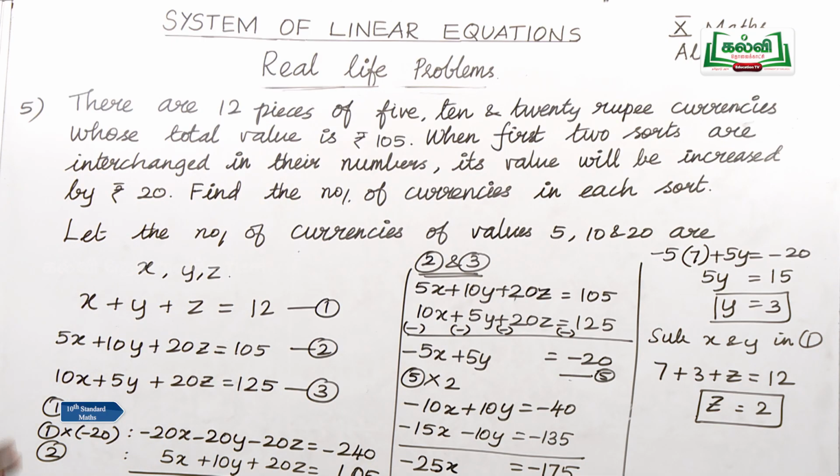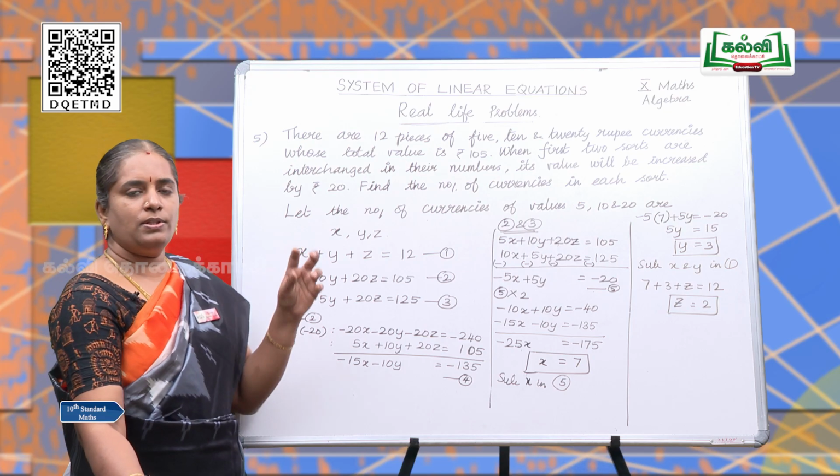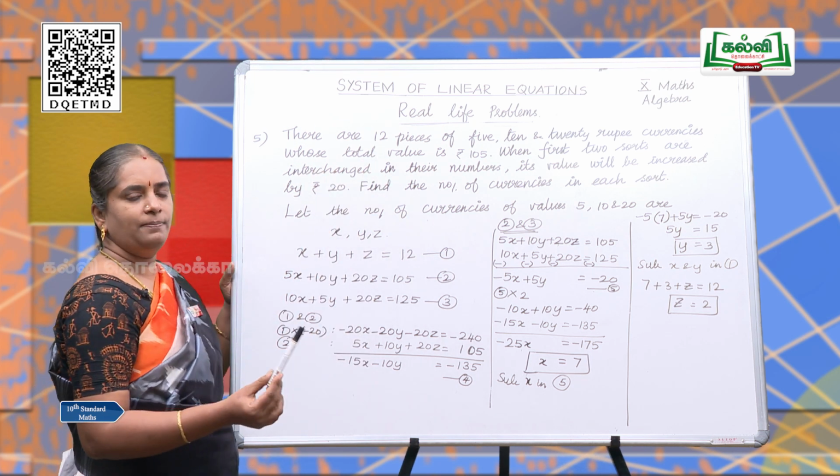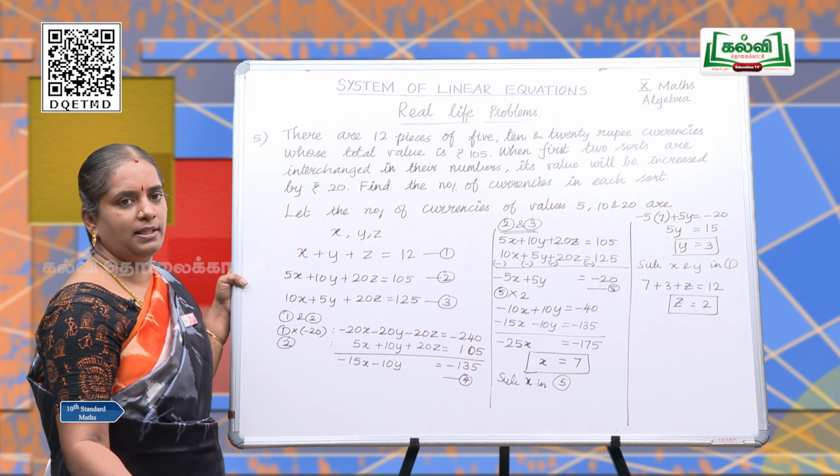See the sum, students. There are 12 pieces of 5, 10 and 20 rupee currencies whose total value is rupees 105. When the first two sorts are interchanged in their numbers, the value will increase by rupees 20. Find the number of currencies in each sort. There are 3 sorts of currencies whose total number is 12, which means there are 12 currency notes.